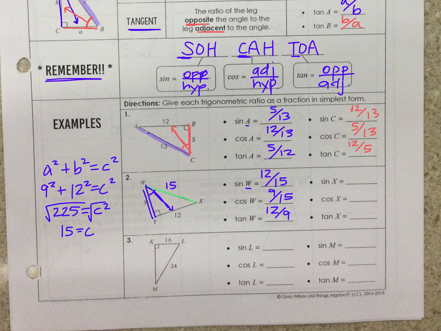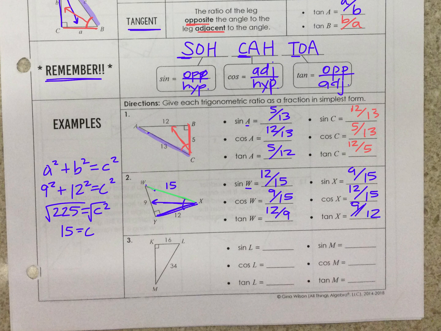All right, let's do the same thing for angle X. Angle X, opposite is 9, over hypotenuse is 15. The cosine of X, adjacent, 12 over hypotenuse 15. The tangent of X, we say opposite, 9 over adjacent, 12.